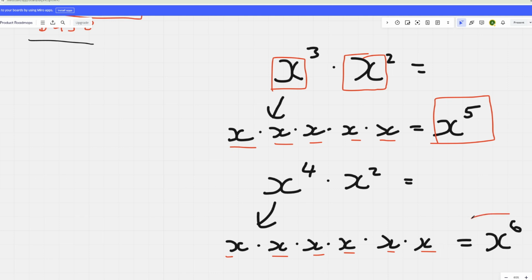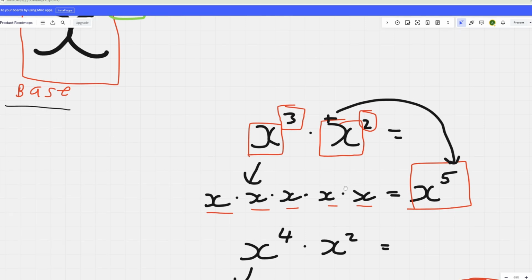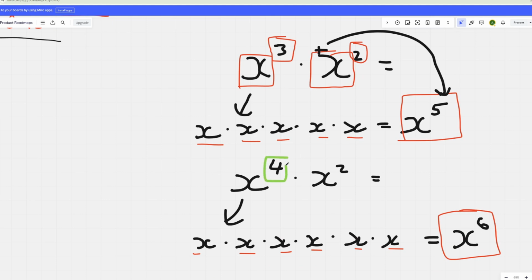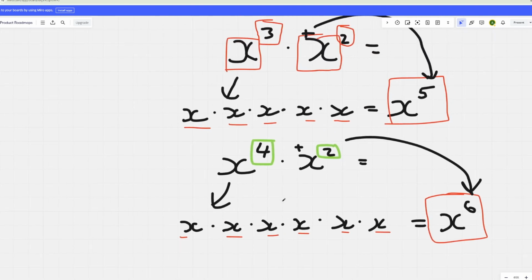I don't know if you guys notice a pattern, but if we look at the exponent and then we look at our answer, we can see all we've done is just add the exponents. And the same thing down here. We look at the exponent, and we look at our answer, and we've just added 4 plus 2 is 6, and 3 plus 2 is 5. So this is a really important part of exponent rules. When you multiply two exponents that have the same base, you just add the powers together.